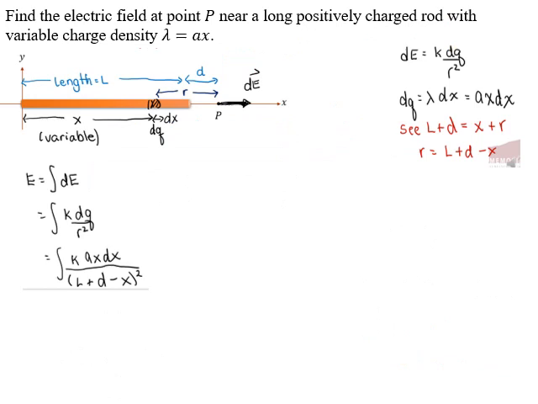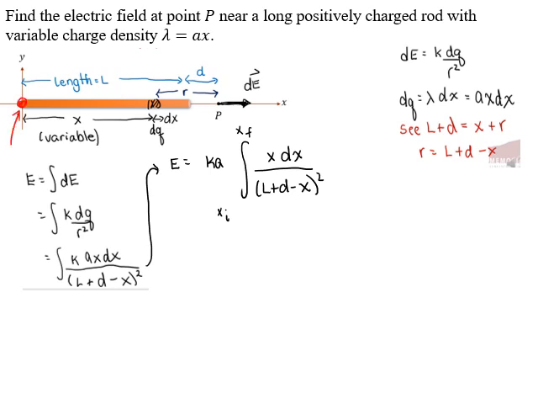So our next step in the integral is we'll take our constants outside. E is equal to K and A. Everything else has a variable component, so it's inside the integral symbol: x dx divided by L plus D minus x all squared. We need to put limits on our integral from some initial x to some final x. We integrate over the length of the rod. So let's start at the beginning where x initial equals 0, and let's stop at the end where x final equals L. So xi equals 0, xf equals L.